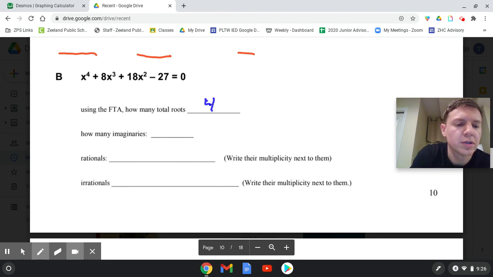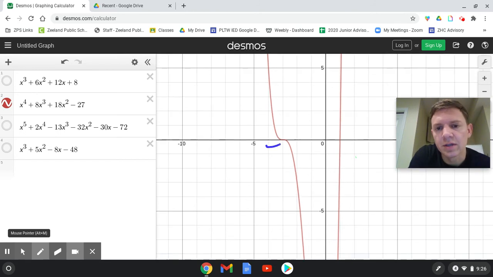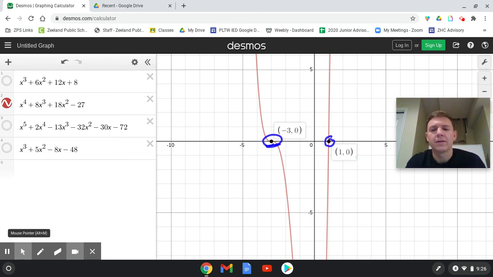I'm going to go back to Desmos. I've got a graph for us there. Okay. And look, we have kind of a unique situation again. All right. Unique situation there. And then it crosses here. Okay, so I'm just going to make sure that those are the points -3, 0, yep, and 1, 0. All right, awesome.